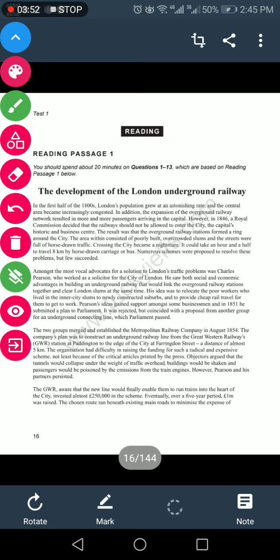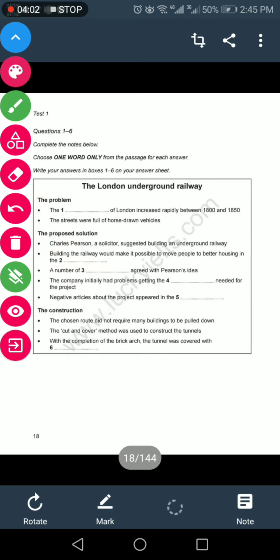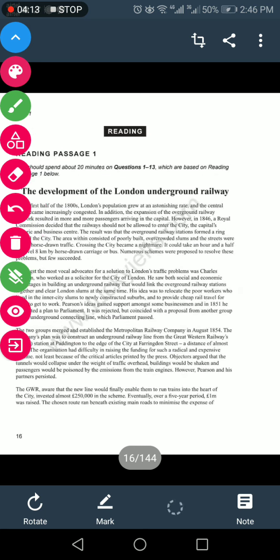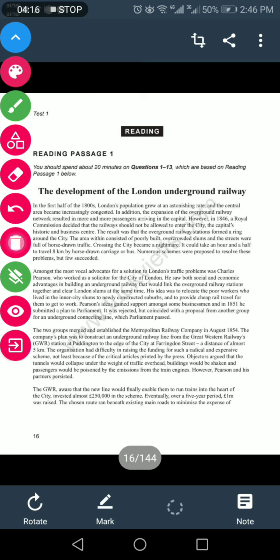Amongst the most advocates for London's traffic problems was Charles Pearson. So here we found our location. Here we get the name of Charles Pearson, and also here we get the name of Charles Pearson. So we have to find our location between these lines in the second passage.